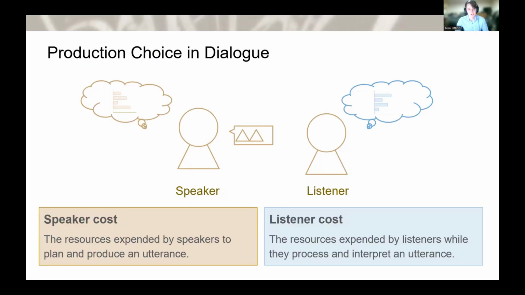When taking part in a dialogue, speakers constantly make choices about how to express their communicative goals. These choices are shaped by both speaker and listener costs. Speakers need to manage their own production costs, the effort involved in planning and producing an utterance. At the same time, they may also take into account the listener's comprehension costs, how easy or difficult it would be for the listener to understand and interpret what is being said.